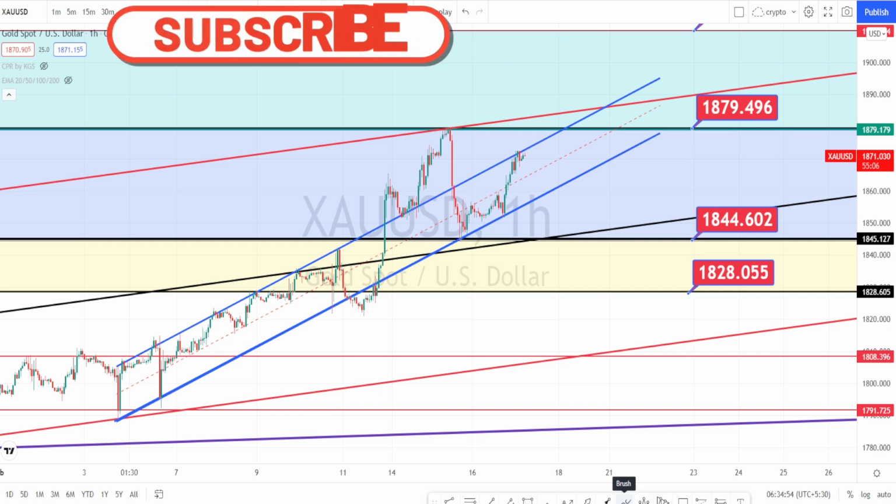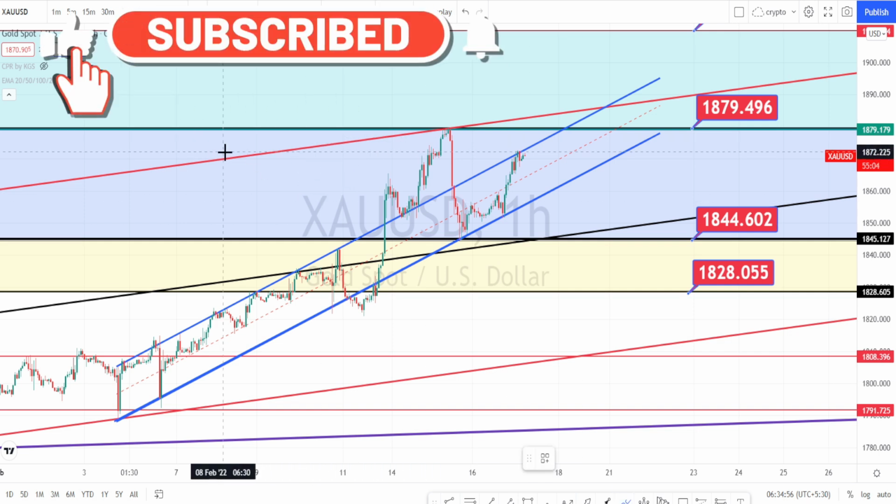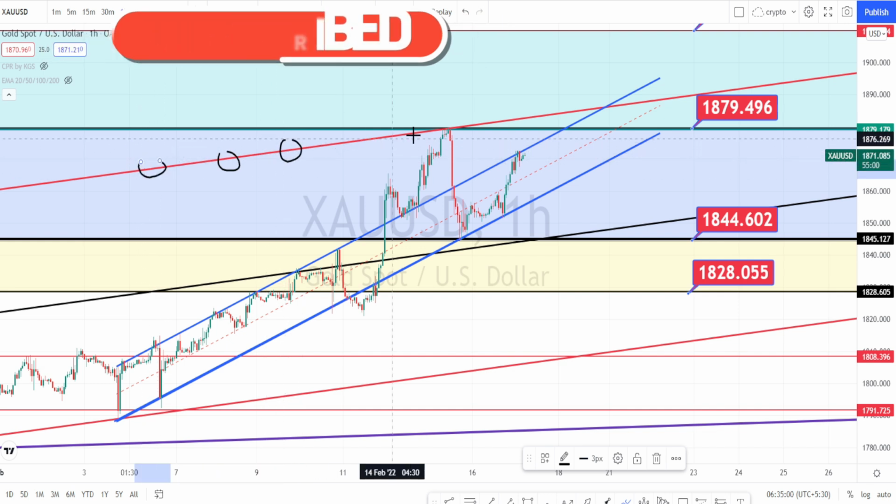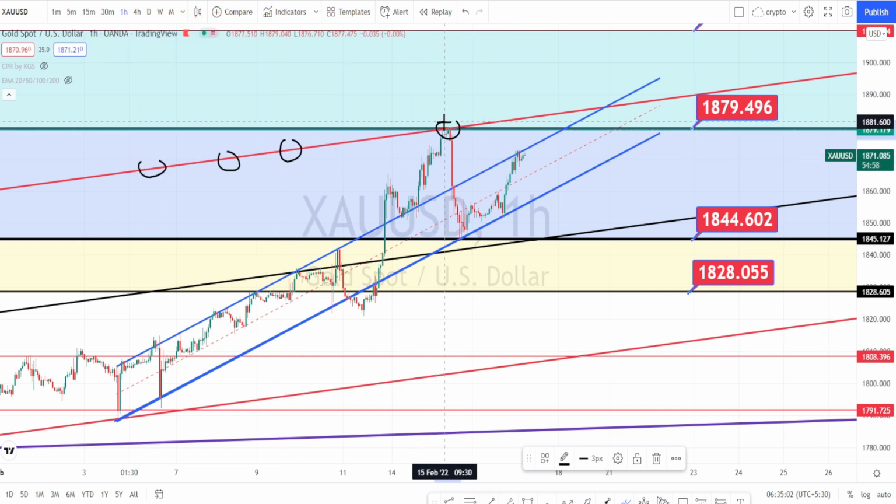When we look at the price action in hourly time frame, here we have the 4 hours time frame channel pattern resistance line running over here, and price had taken resistance at this resistance line and a trend reversal had happened, and I have drawn the channel pattern for the hourly time frame also over here.